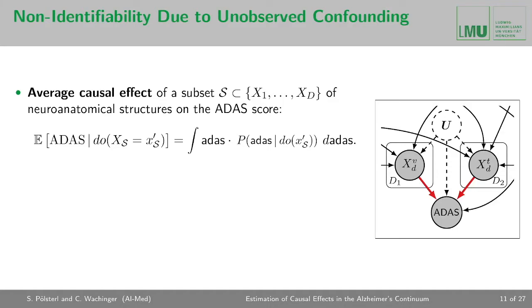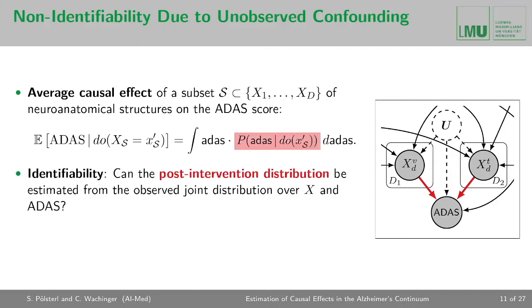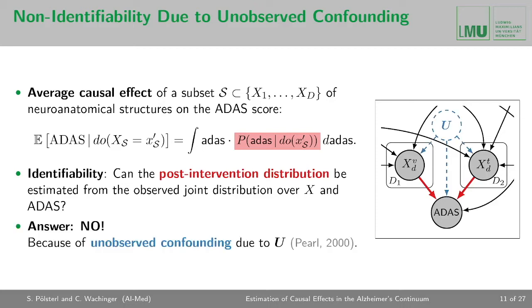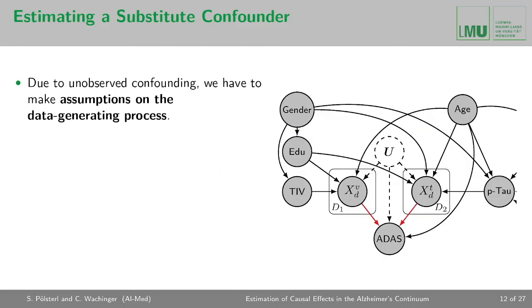Equipped with the causal question and causal graph, we move to the next step, determining whether the average causal effect of neuroanatomy on ADAS is identifiable. This implies determining whether the post-intervention distribution, highlighted in red and identified by the do operator, can be estimated from observed data over neuroanatomical measures X and the ADAS score. The answer is no, because we would need to account for the confounder U, which we cannot because it is unobserved. If the causal effect is not identifiable, we need to make assumptions to restrict the problem.